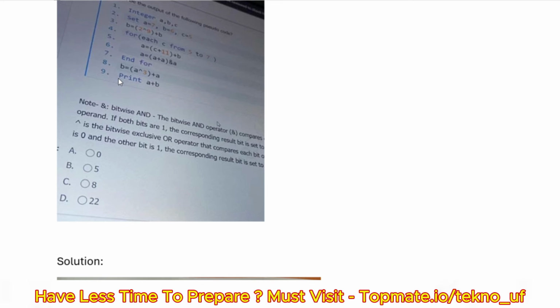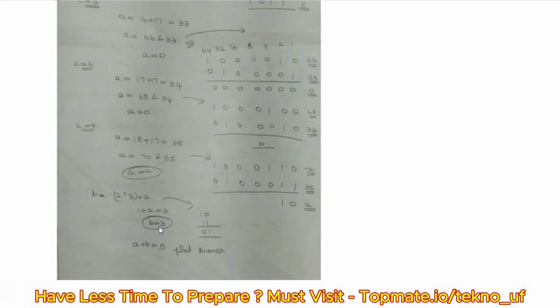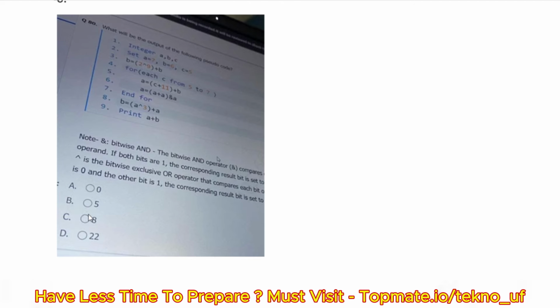And lastly, we need to print A plus B. The final value of B is 3 and the final value of A is 2. We need to add these two values, A plus B. That means 2 plus 3, 5. So 5 will be our final answer. We need to mark B option.